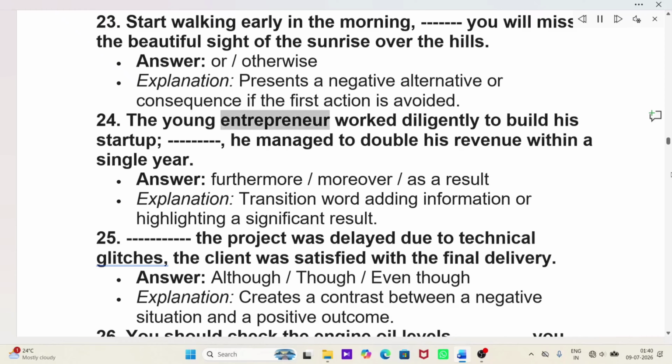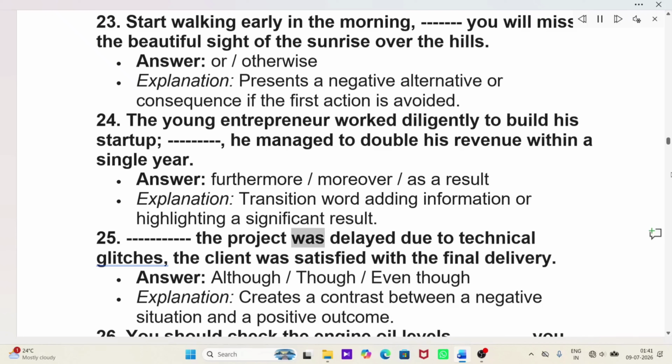24. The young entrepreneur worked diligently to build his startup, he managed to double his revenue within a single year. Answer: furthermore / moreover / as a result. Explanation: transition word adding information or highlighting a significant result.